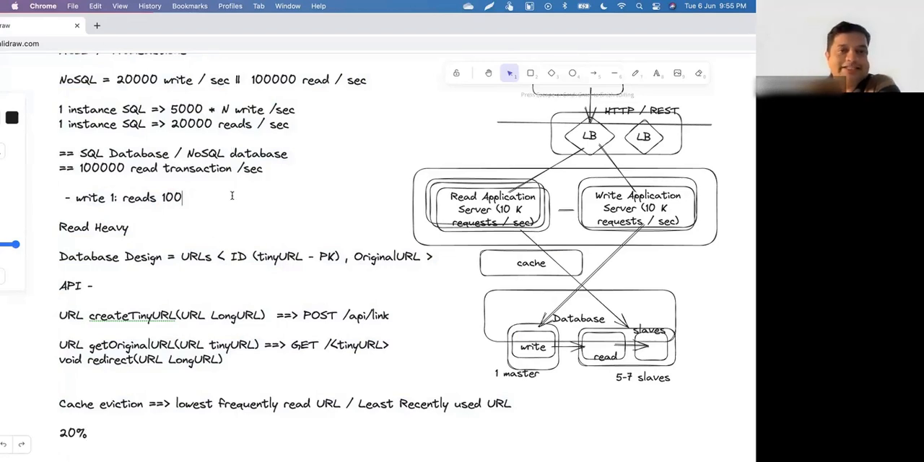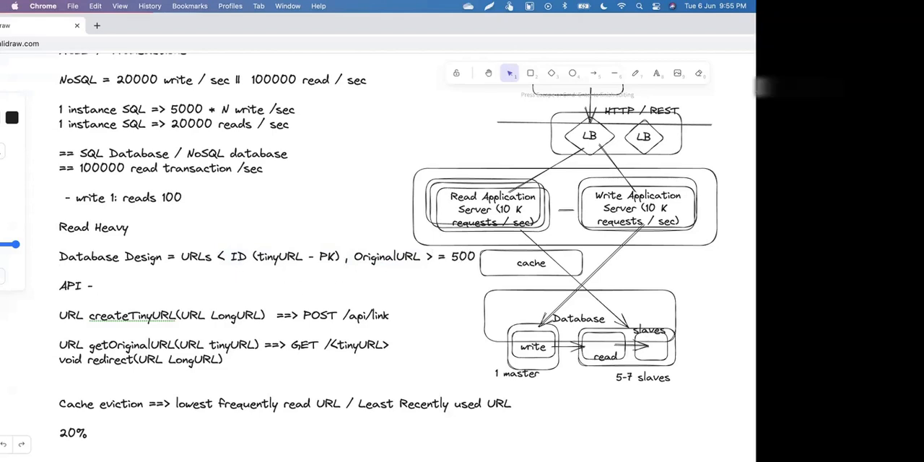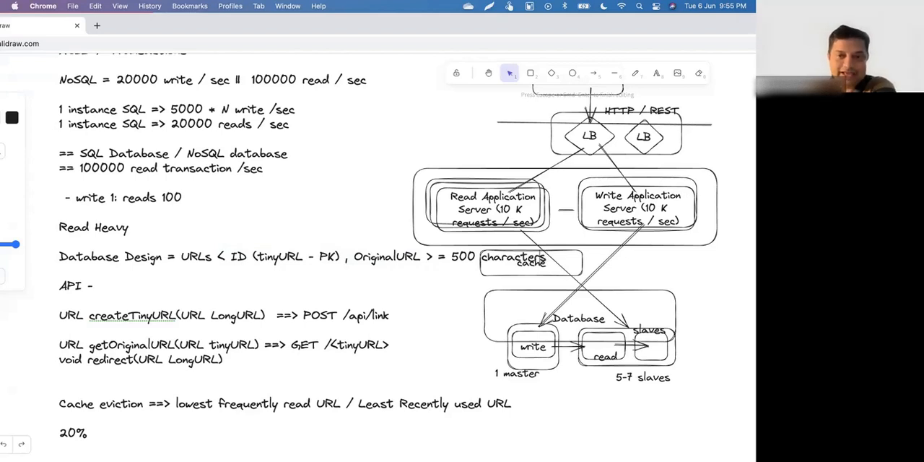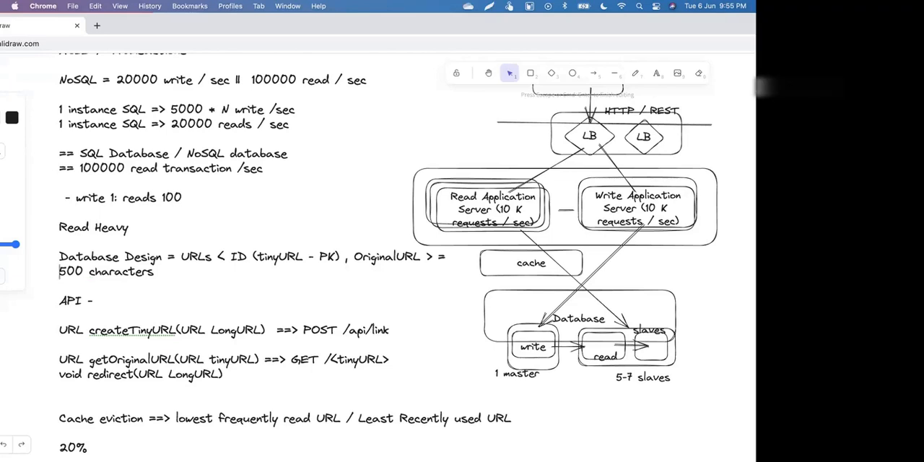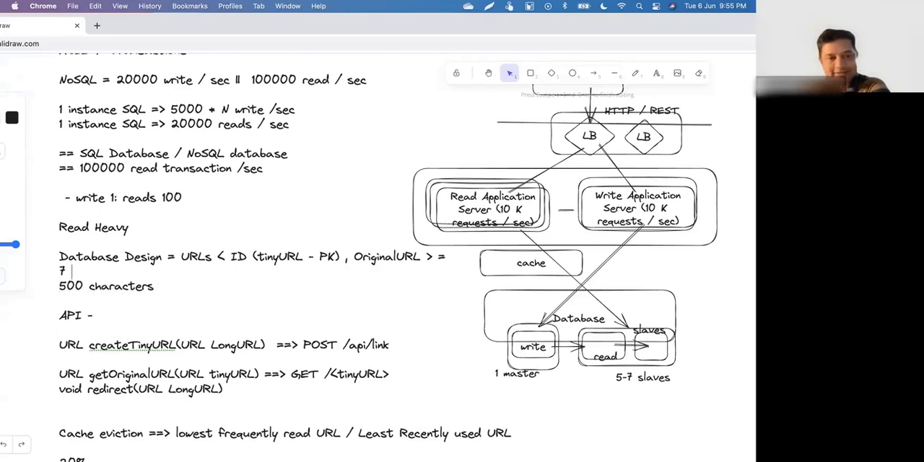But what is the database size? We did not calculate it. How many GBs of database do you need? What would be one row? Maybe hardly 100 to 500 characters, you'll have here in one row. The ID is a small tiny URL, could be 7 or 8 characters or even lesser.